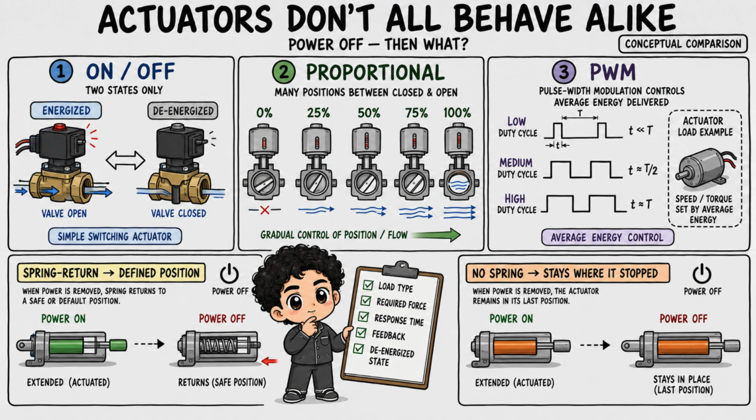Actuators also behave differently when electrical power is removed. A spring-loaded valve may return to a defined mechanical position. Another mechanism may remain where it stopped. The required de-energized state and fault reaction are engineering decisions based on the vehicle function, system design, and safety analysis.